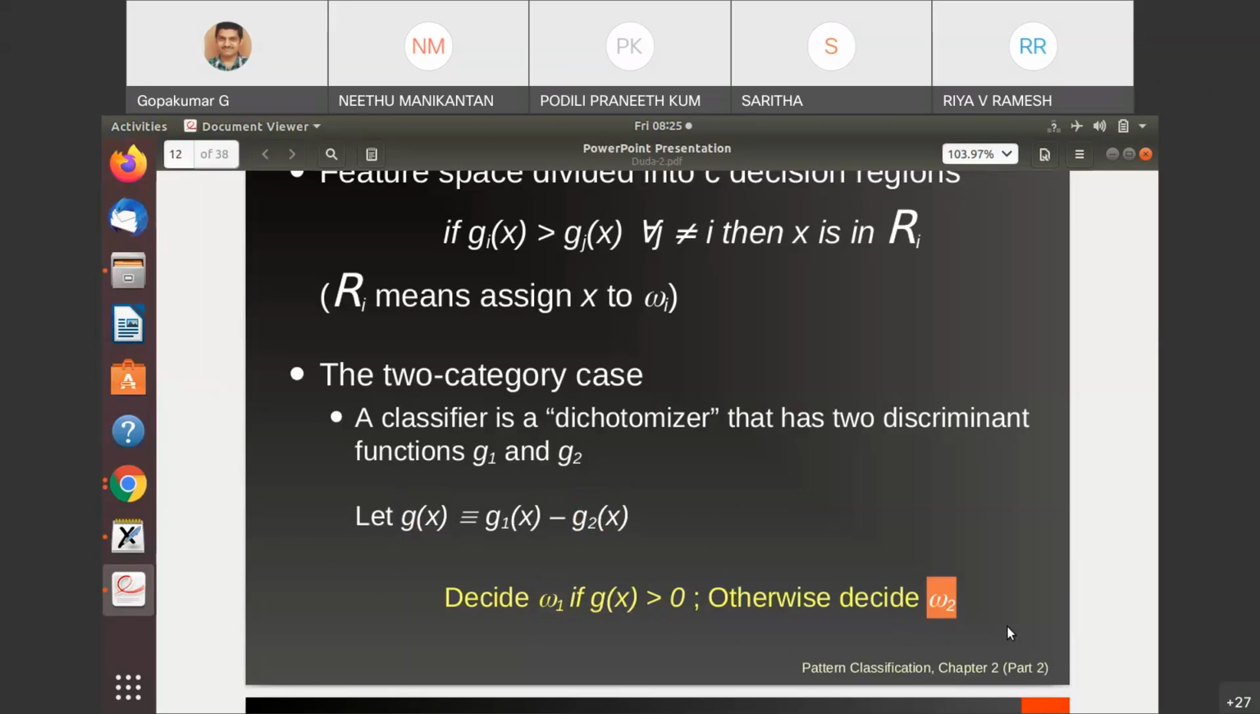But from 3 onwards, we are not interested in that way of simplification, but we'll generally have g1 of x, g2 of x, and g3 of x. So that is a special case of the two category case.